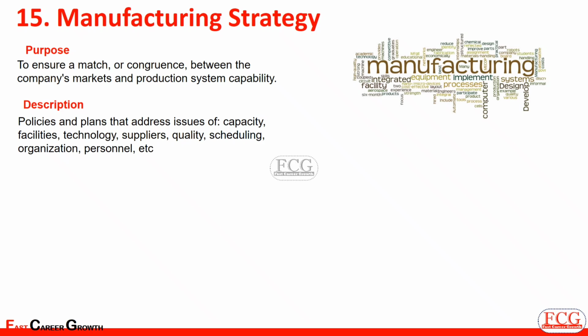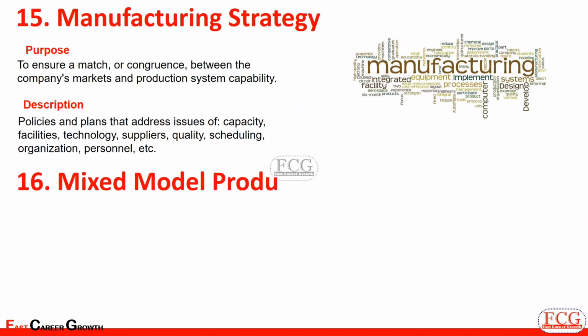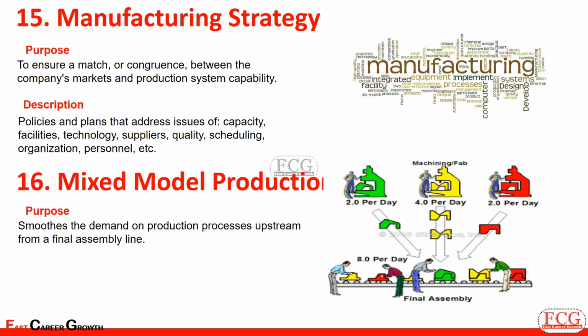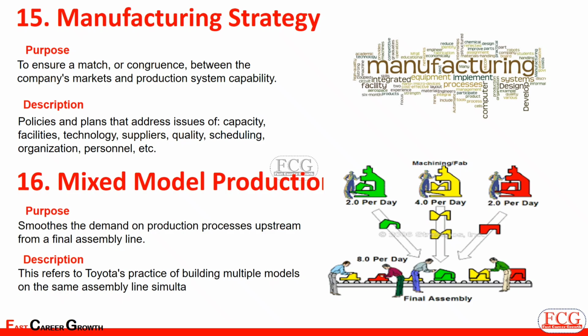The 16th lean manufacturing tool is mixed model production. Its purpose is to smooth the demand on production processes upstream from a final assembly line. This refers to Toyota's practice of building multiple models on the same assembly line simultaneously rather than in large batches. The 17th lean manufacturing tool is SMED, which means single minute exchange of die.